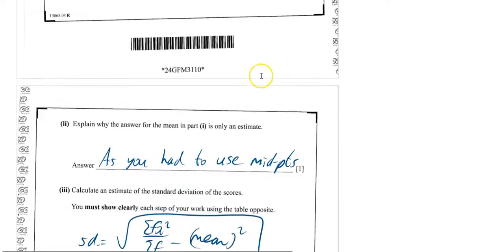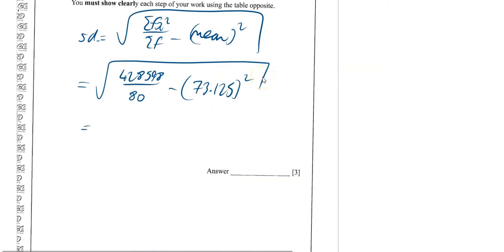Just check that. Yep. Okay, fire that into your calculator and see what you get. So the square root of fraction button, 428598 over 80 minus, and then what was that, bracket 73.125, close your bracket squared, and then press equals, and you should get to two decimal places 3.20. It was 3.1952. So that's two decimals of 3.20, and you need that 0 to get your full marks.